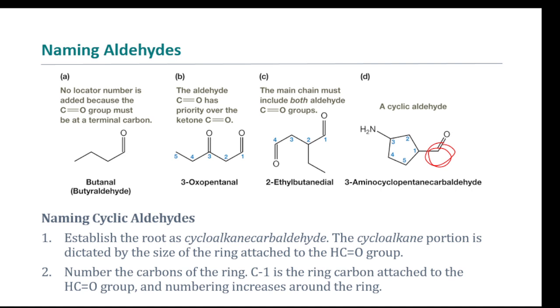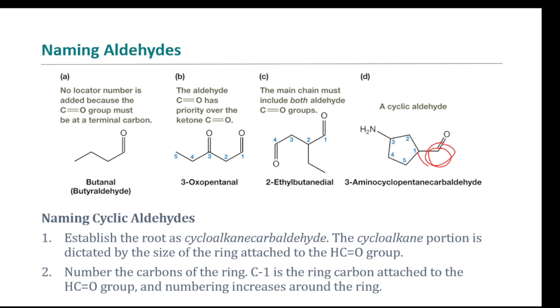So the number of the carbons in the ring, the C1, is going to be right there, which is going to be attached to that carbon. That will be the aldehyde carbonyl. Another way of calling that is the alpha carbon. Everybody okay with that one so far? Right. Fantastic. Anybody have any questions about naming aldehydes in rings?